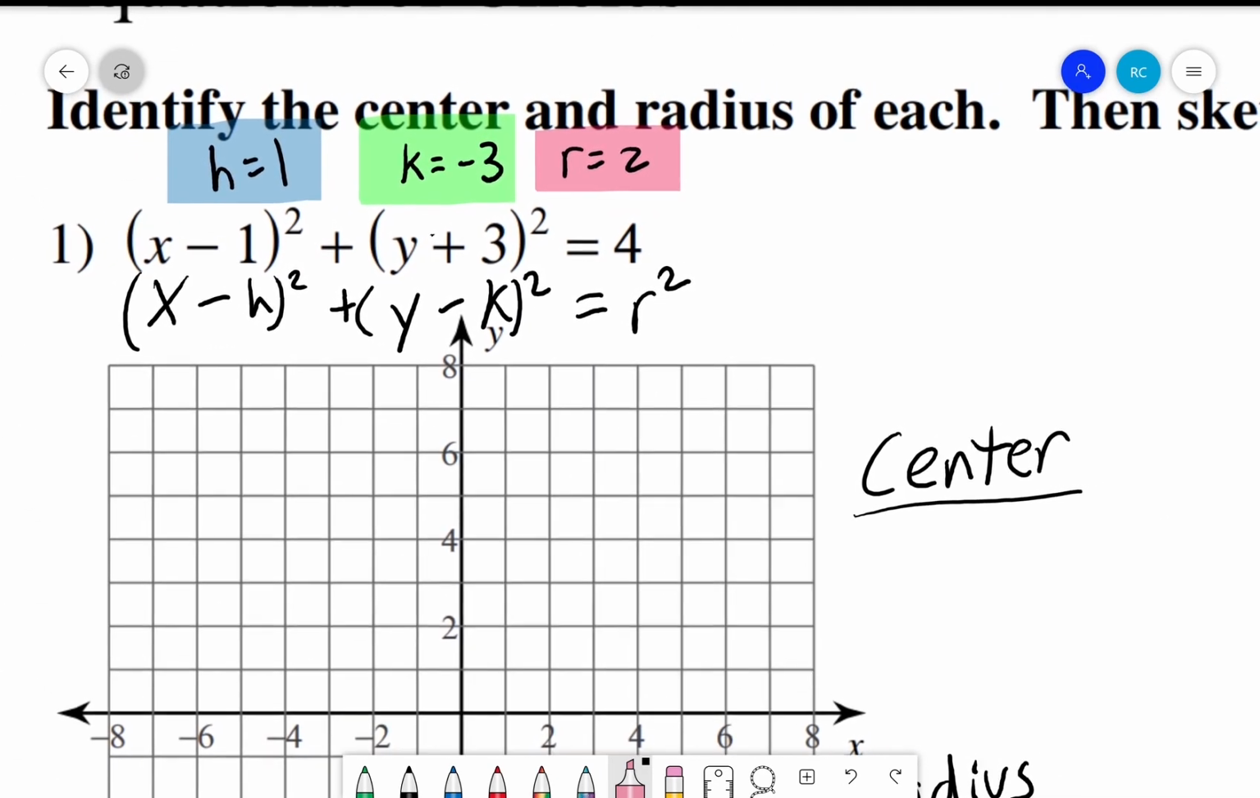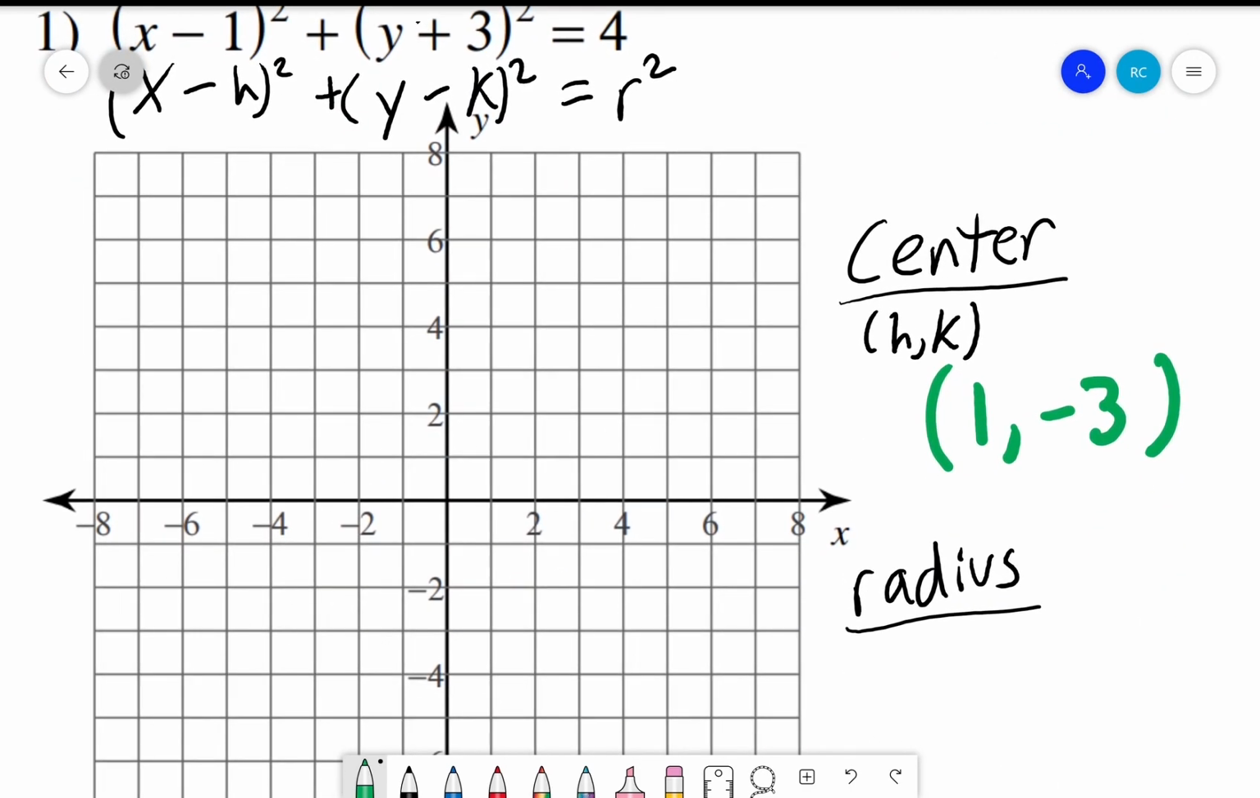Now again, for the first problem, I will be very, very thorough. We know that the center of any circle in the universe is h, k. Well, in this case, h is 1, k is negative 3, so our center is 1, negative 3. And our radius is 2.